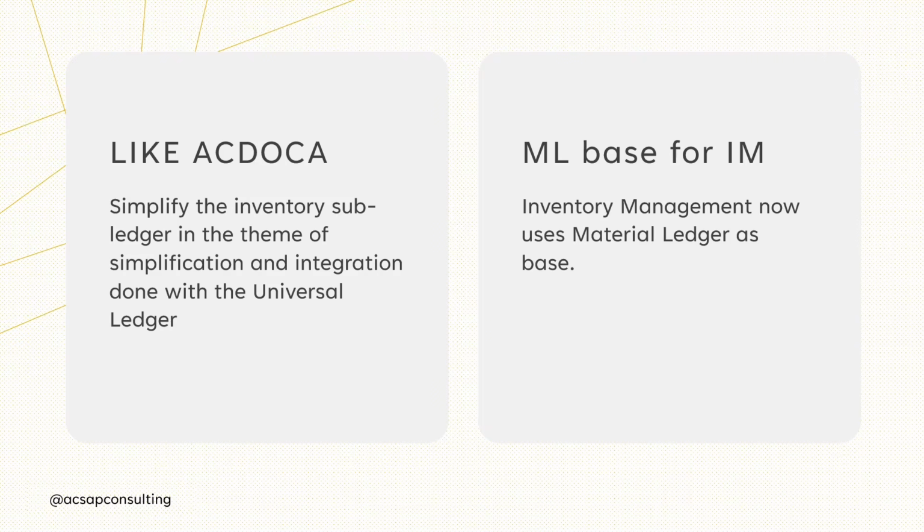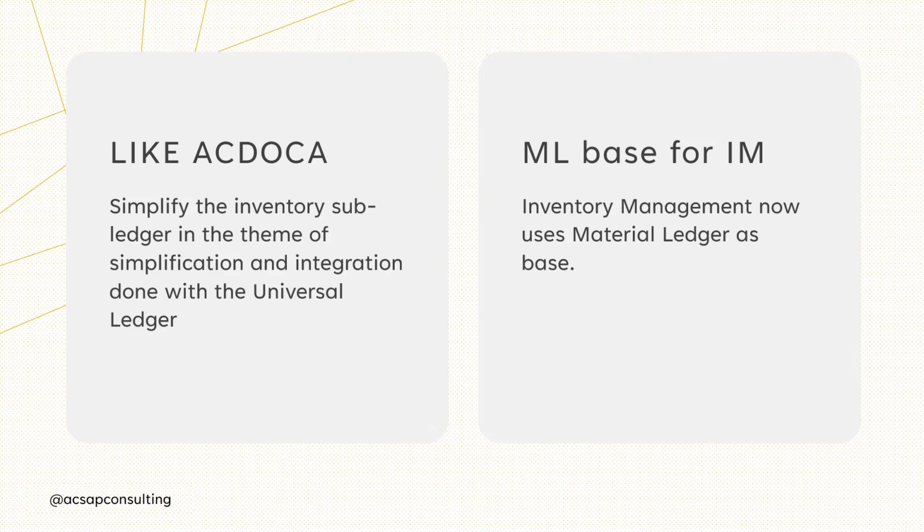Because to record all the inventory transactions in ACDOCA, it is mandatory for us to activate material ledger functionality, because material ledger is the base for entire inventory management. So any transactions happening on your inventory will ultimately need to be recorded in material ledger. So material ledger should work in the same way as ACDOCA. So it is mandatory to have material ledger activated.